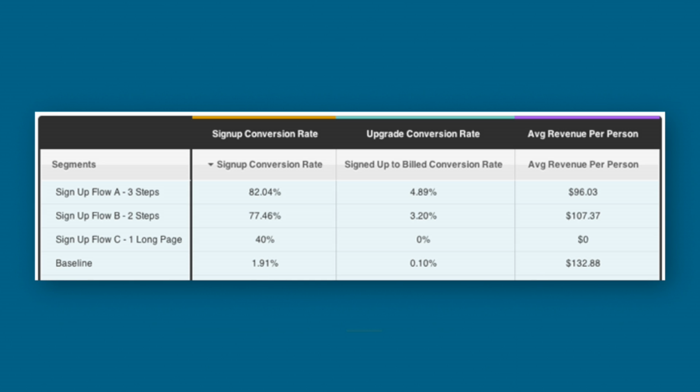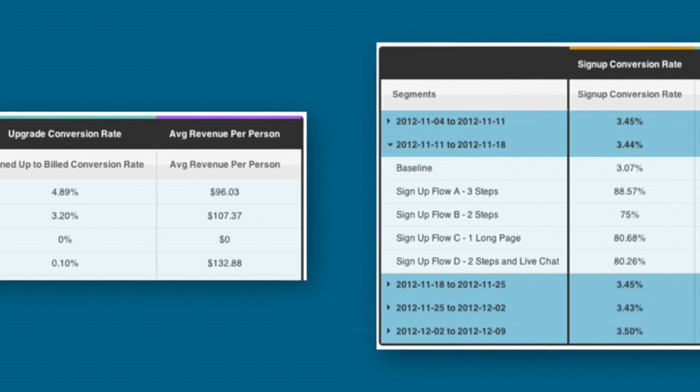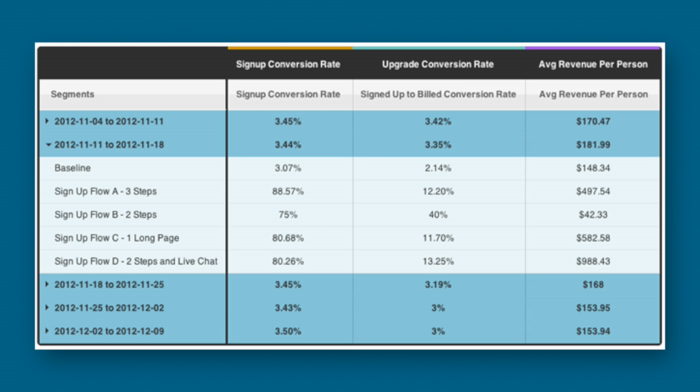Being locked into only a new signups metric can tunnel your vision. If I had to choose one, revenue is usually a bigger driver of subscription services in e-commerce. For mobile apps, content, and social sites, it's more engagement. By plotting week over week data, I'm able to see that I'm optimizing my sign-up conversion rates by incremental percentage points at the cost of decreasing my upgrade conversion rate and average revenue per person. This is an early warning sign that my tests are not having a positive impact on my business.